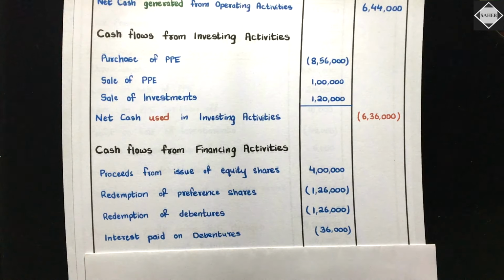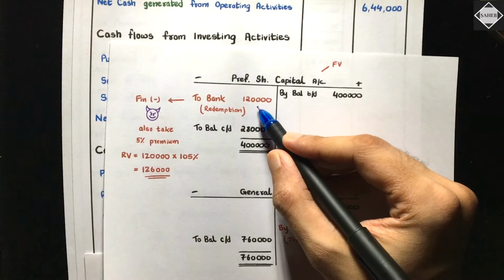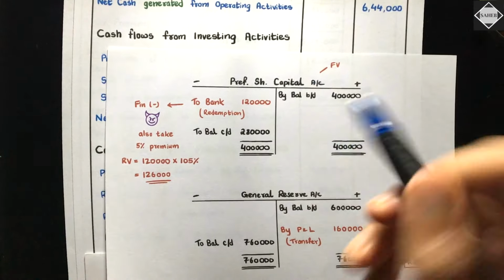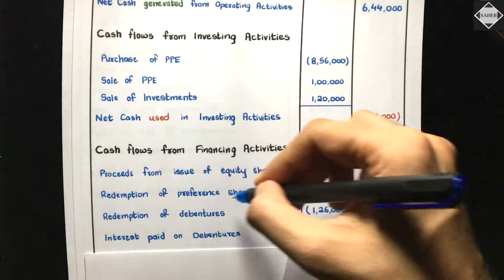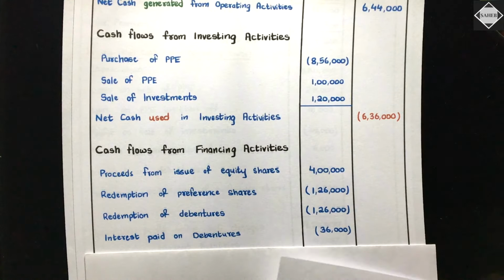Then we had redemption of preference shares also. That is also related with financing. Yes, we can't take 1,20,000. We have to take 1,26,000. So redemption of preference shares 1,26,000. We are going to subtract because we are making the payment. Clear? Then what else do we have?